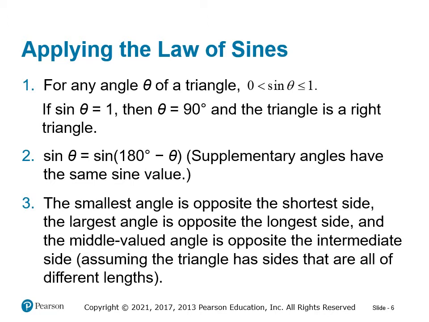This is really important and it's also really easy to remember. The smallest angle is opposite the shortest side. The largest angle is opposite the longest side, okay? So if angle A is bigger than angle B, then side A has to be bigger than side B, okay? So it's very intuitive. The smallest angle is opposite the smallest side, the largest is opposite the longest side, the middle is opposite the middle side, okay? But that can be very helpful in figuring out which triangles we have.